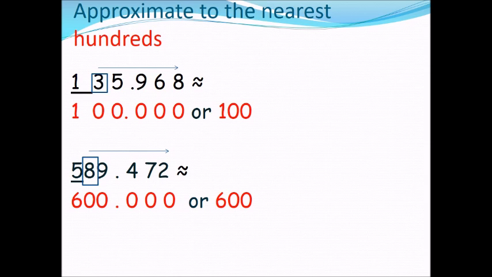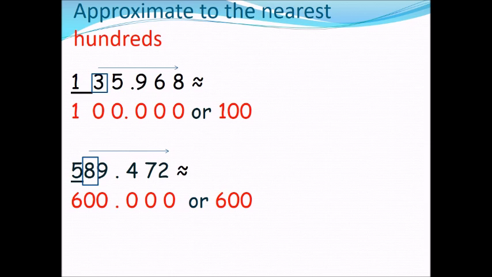Example 2. 589.472. I want to approximate to the nearest hundred. The hundreds digit here is 5. What is the next door from the right side that is beside 5? Of course, the tens. The tens here is 8. So I will circle the next door, which is 8, and put 0 above 8, and any number from 8 till the right side will be 0 also.